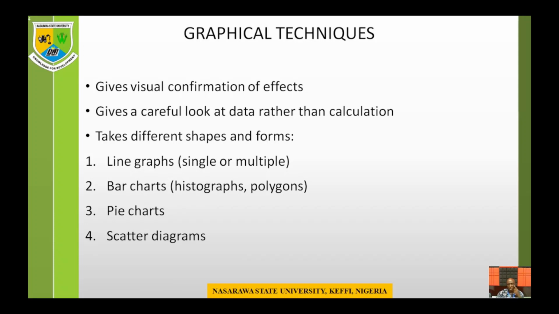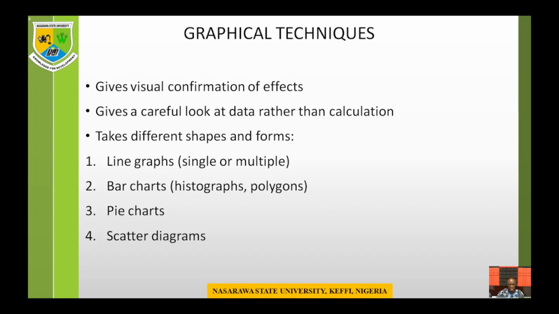Starting from the graphical techniques, this is usually a set of techniques that gives a visual confirmation of effects between the variables. Visual means that they are presented in the form of graphs, and then the relationship can be seen on graphs, can be visualized. If there is an effect of one variable on the other, it can be visualized via graphs or charts.